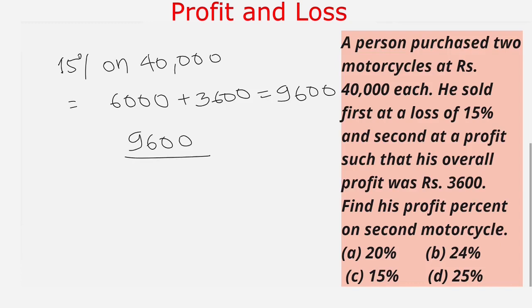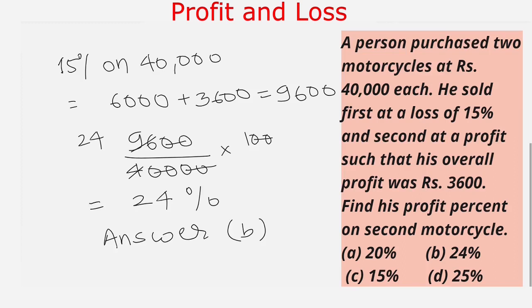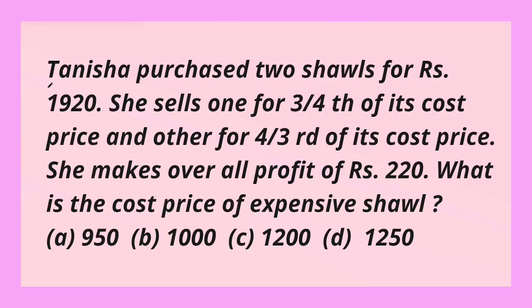So we write 9,600 divided by 40,000 multiplied by 100 to calculate the percent. The two zeros of 100 are cancelled by two zeros of 40,000 and two zeros of 9,600 are cancelled by the remaining two zeros of 40,000, and 4 divides 96 for 24 times. So this is equal to 24%. And from the given options, our answer is option B, 24%. We go to the next question.